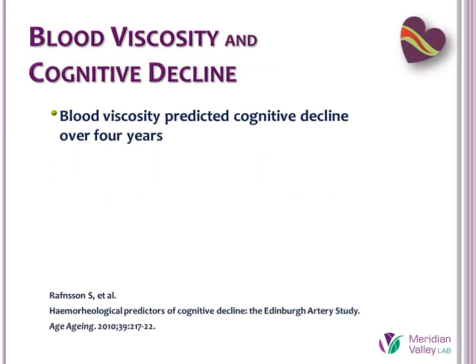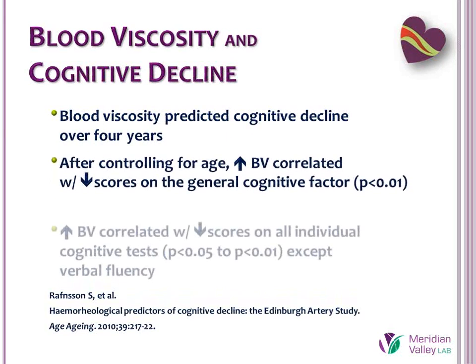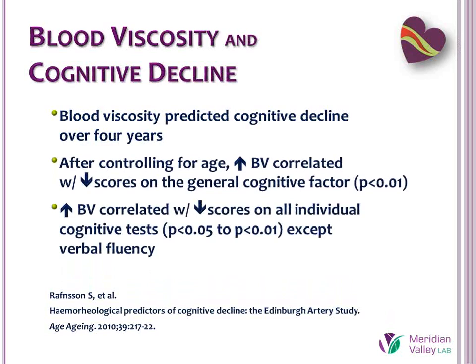In this study taken from the Edinburgh Artery Study, 452 randomly selected elderly subjects had both blood viscosity and cognitive function tests performed at 10 and 14 years into the study. The cognitive tests included logical memory, nonverbal reasoning, verbal fluency, and cognitive processing speed, and there was also a general cognitive factor that was computed.